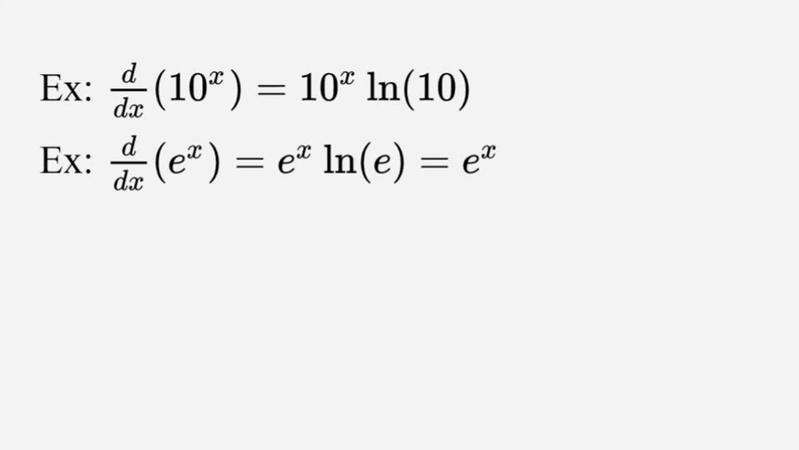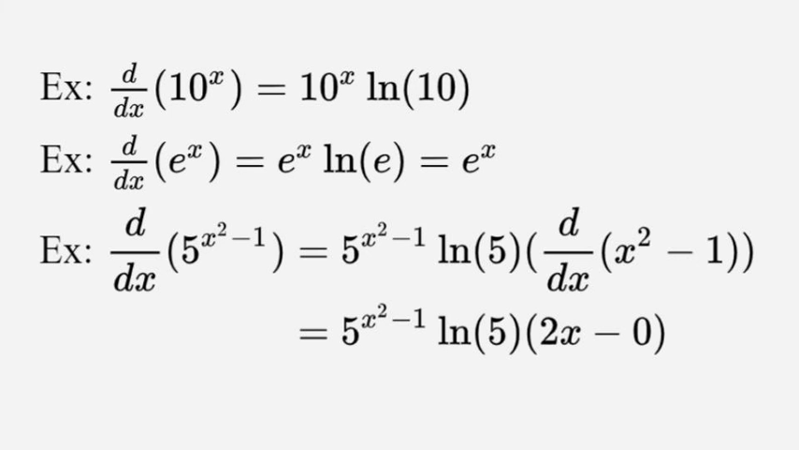Next, let's look at the derivative of e to the x. We already know what the answer should be, but I want to check to make sure that our new rule lines up with our old rule. The derivative of e to the x is going to be e to the x times natural log of e. Since natural log of e is 1, that leaves us with e to the x, which is a good thing because we already knew that the derivative of e to the x is e to the x, and this just confirms that.